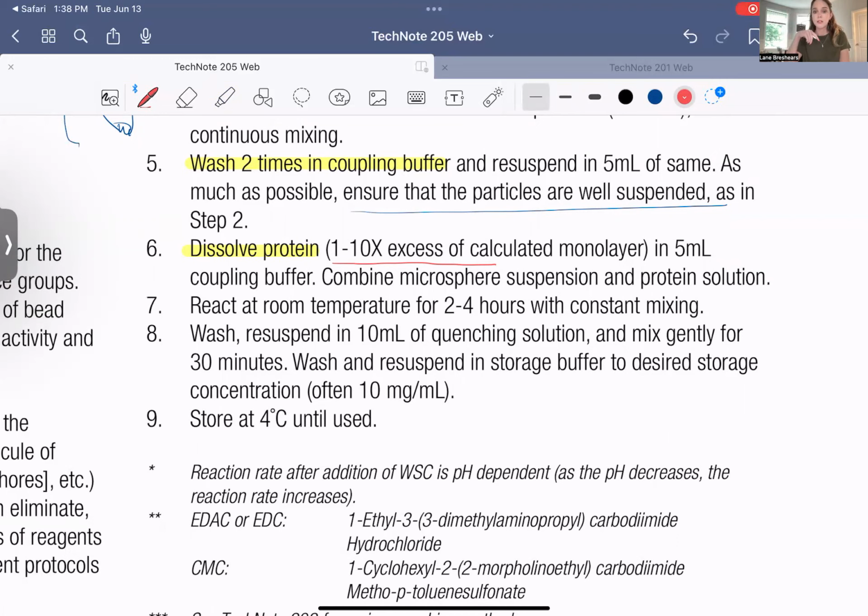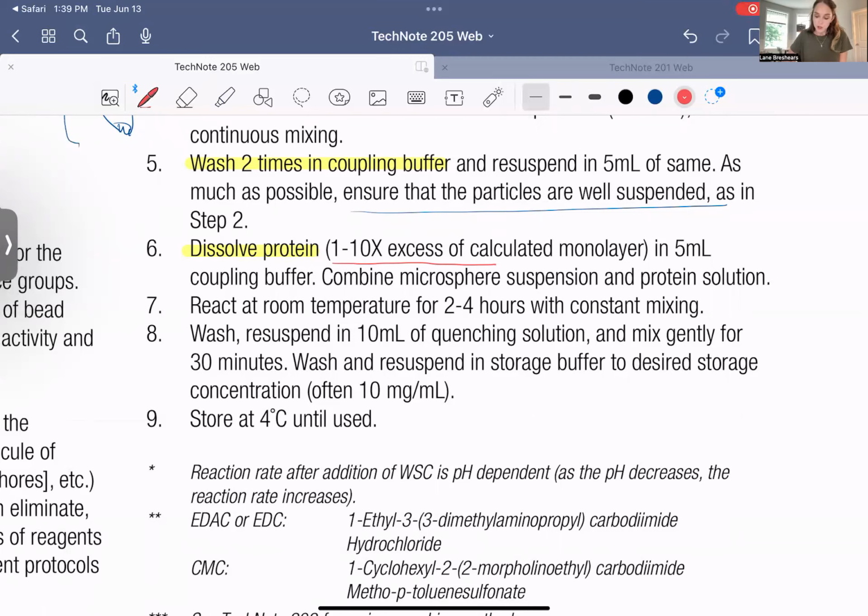Now here they say 1 to 10 times excess of calculated monolayer. That's a very big range, and antibodies are typically quite expensive, so you need to figure out what your balance is, but most likely you're going to be getting best results larger than 1x of your monolayer. In my lab, we typically used 1.5. I would be surprised if you wanted to go up to 10x excess, but they're giving you a big range here to give you a good idea that even though you've calculated a certain amount using that equation, there's a good chance you're going to need to put in more.